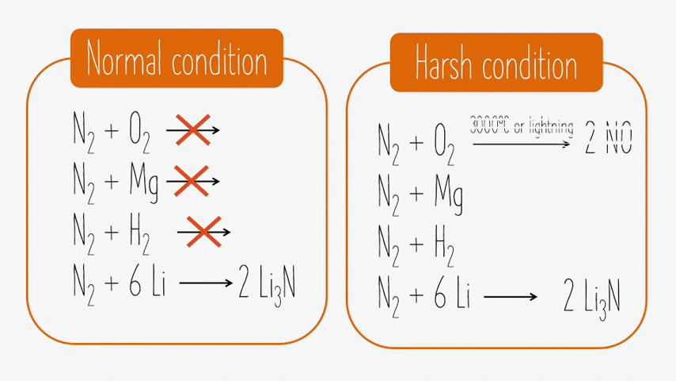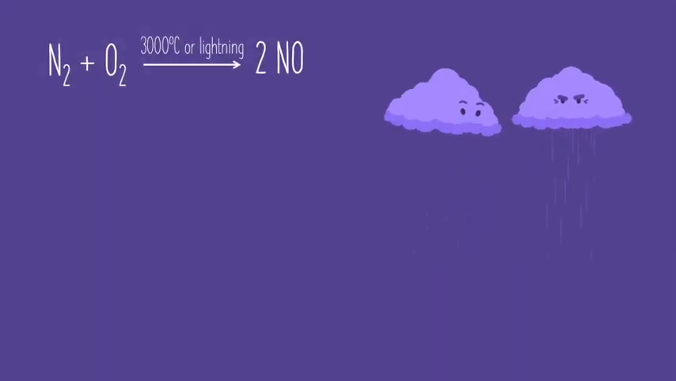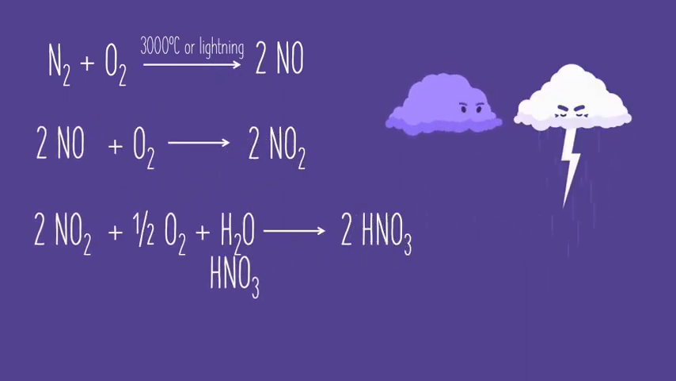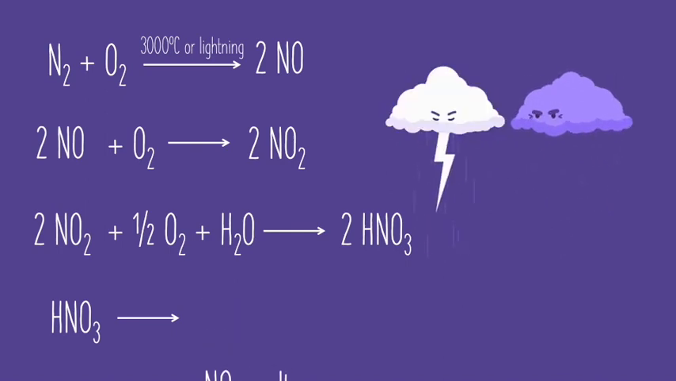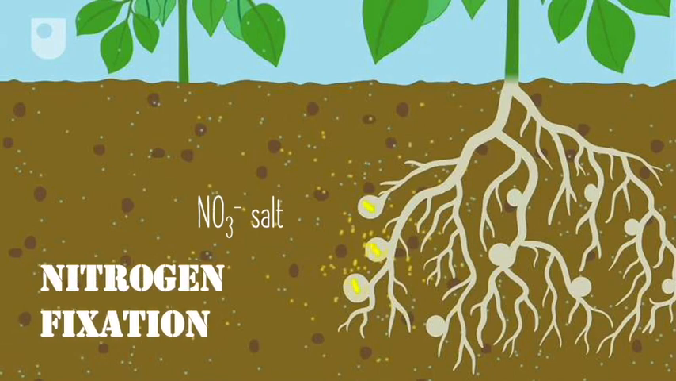Let's say this one. Nitrogen and oxygen gas can combine to form nitrogen monoxide when we raise the temperature to 3000 degrees Celsius or when there is a lightning strike. This reaction does occur in the rain, followed by some other reactions to finally yield nitrate salt. This salt will fall with the rain and then be absorbed in the soil. This process is called nitrogen fixation.